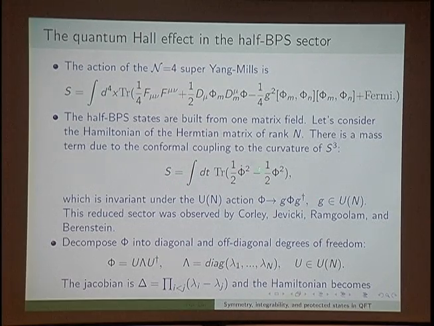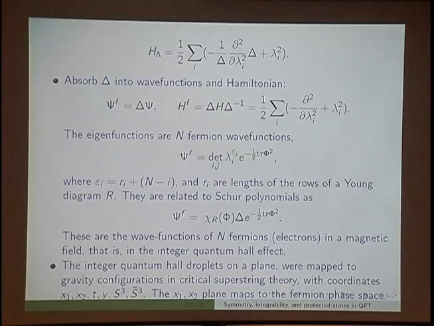One can reduce this matrix to degrees of freedom of the diagonal elements and off-diagonal elements by using the U(N) transformations. And when one integrates out the off-diagonal degrees of freedom, leaving only the diagonal degrees of freedom, it gives a Jacobian. Then the Hamiltonian can be written in this way. After redefinition of the wave function and the Hamiltonian by absorbing factors of the Jacobian, the Hamiltonian becomes a Hamiltonian of non-interacting fermions. And the degrees of freedom are only the diagonal part.